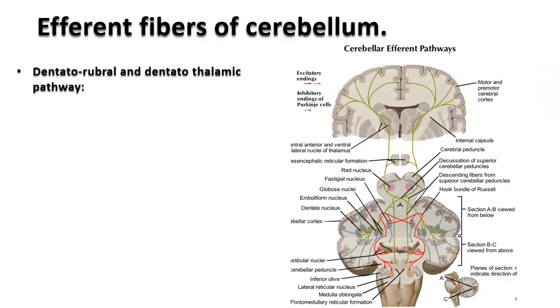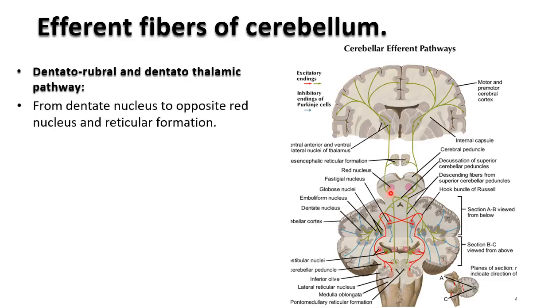The next is your dentatorubral and dentatothalamic pathway. So this is your dentate nucleus. All the nuclei receive axons of the Purkinje cells. So fibers from the dentate nucleus, what happens? They form the dentatorubral pathway to the red nucleus, from the dentate nucleus to the opposite red nucleus. There is actually crossing over taking place in the superior cerebellar peduncles, fibers from the emboliform and the dentate nucleus. You are able to see that.